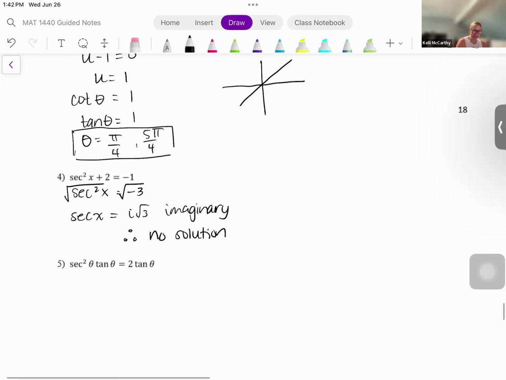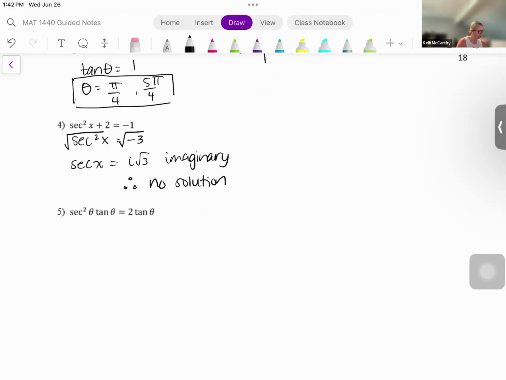Secant squared theta times tangent theta equals 2 tangent theta. I'm going to start by setting this equal to 0, subtracting 2 tangent theta from both sides.